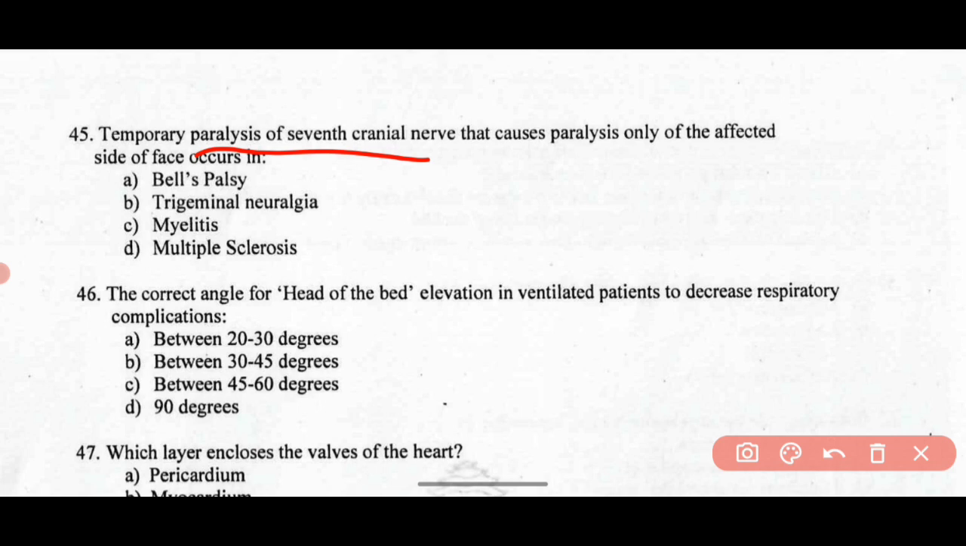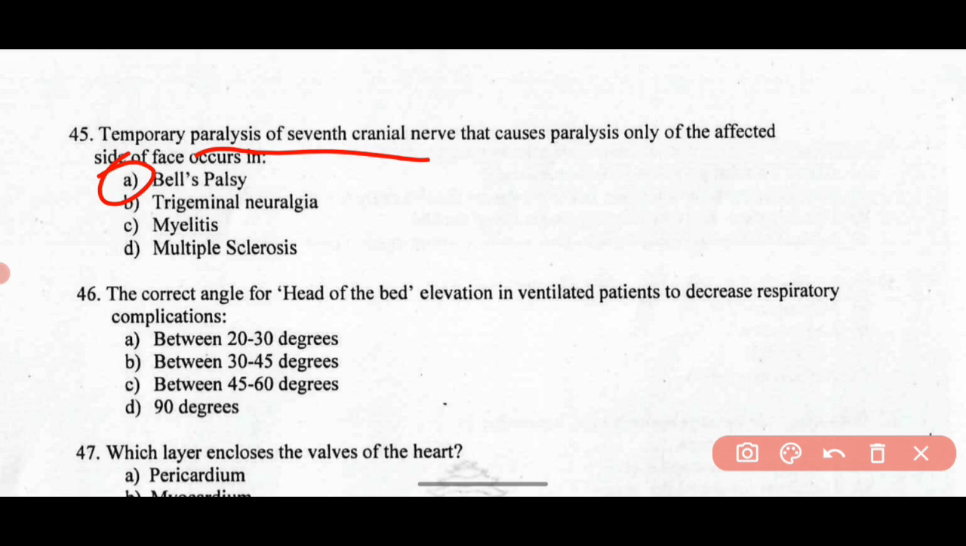If the facial nerve is affected, what will it cause? What is the facial nerve responsible for? Anterior 2/3 of the taste sensation. The first golden point is anterior 2/3 taste sensation, and the facial expressions are also controlled by the facial nerve, the 7th cranial nerve. If the 7th cranial nerve is affected, what is the condition called? That is Bell's palsy. So the right answer here is option A, Bell's palsy.